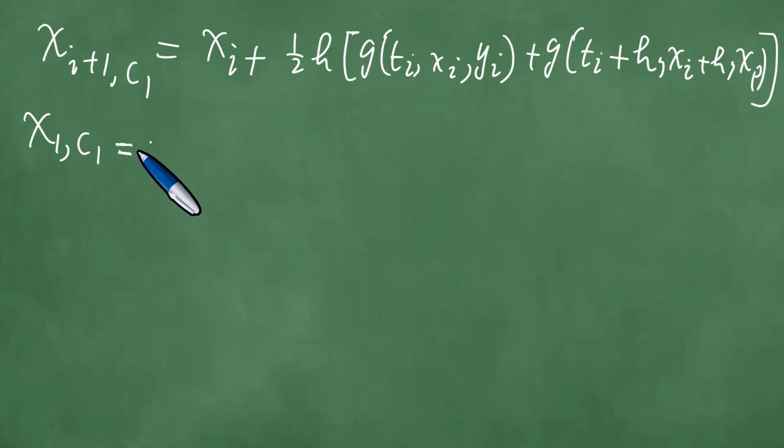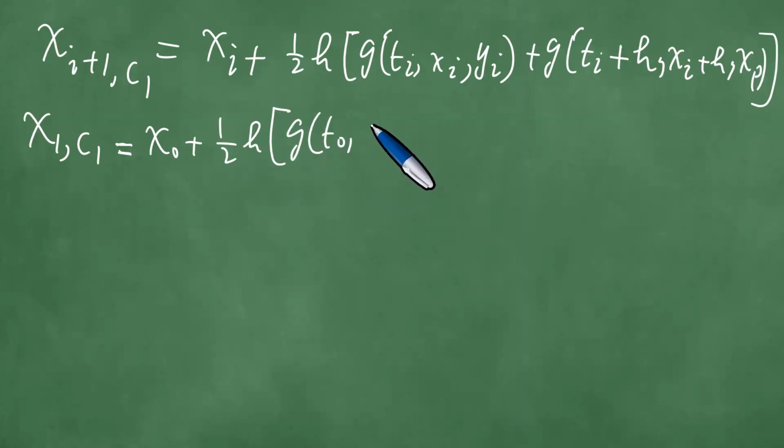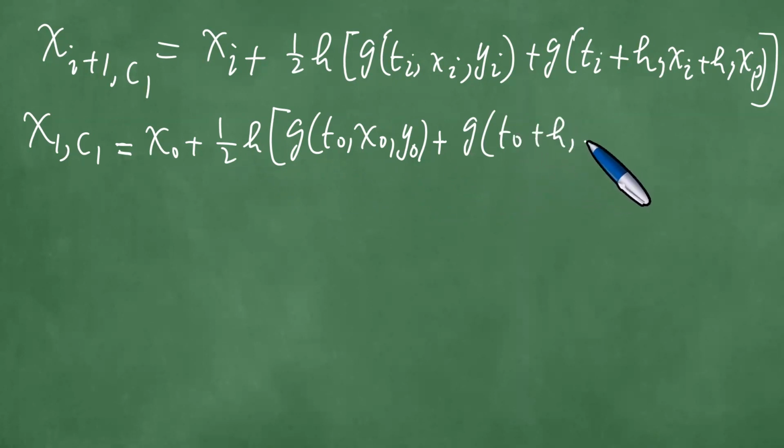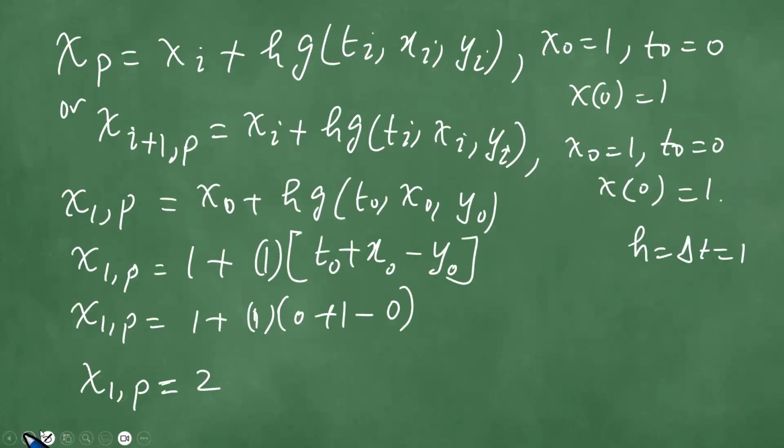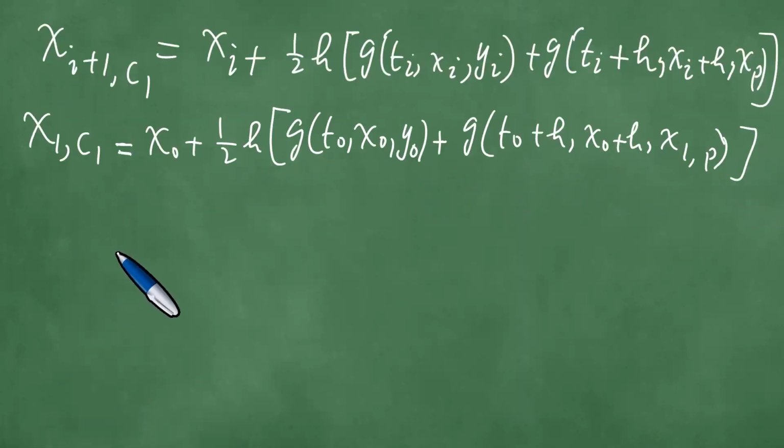If it's X1 C1, it occurs at I equals 0. So this is 0, 1H, and therefore this is G of T0, X0, Y0 plus G of T0 plus H, and then you have X0 plus H, and then here, as I said, you can write XP. Okay, I used X1 comma P before, so it can be used. Right, now let us get the answer to the first corrector, and then we shall do the correction. This is about X, and then we do the same thing about Y.